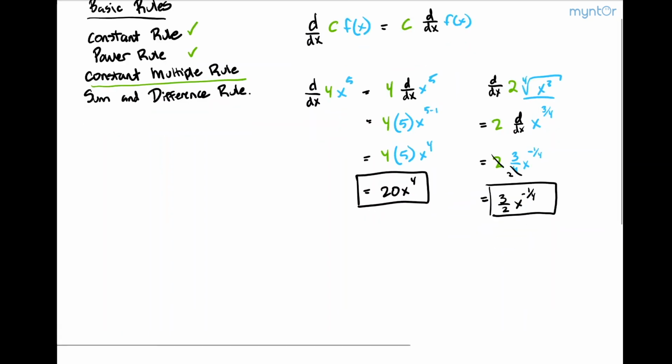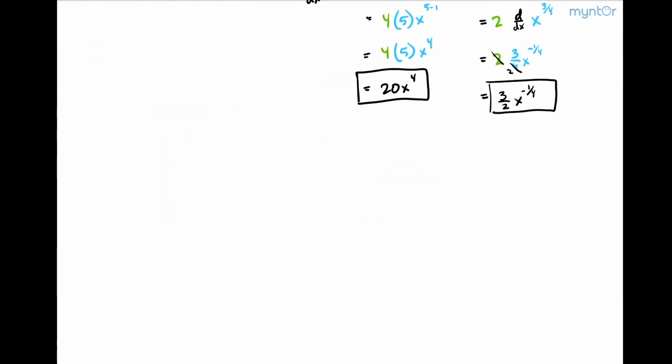Let's go ahead and do one more example. Let's say that we are asked to take the derivative of 4 over the sixth root of x. Well, we can simplify this to the derivative of 4 times 1 over the sixth root of x. And the constant multiple rule tells us we can pull the 4 out in front, multiply it by the derivative of this, which we can simplify to x raised to the negative 1 over 6.